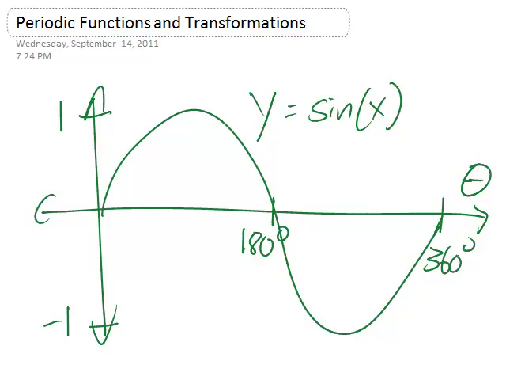Oops, this shouldn't be sine of x. This should be sine of theta. I'm too used to using x as a variable. But let's use theta because it's an angle, right? And then it goes down to -1, and then it goes back up at 360 degrees to a sine value, a y value of 0.